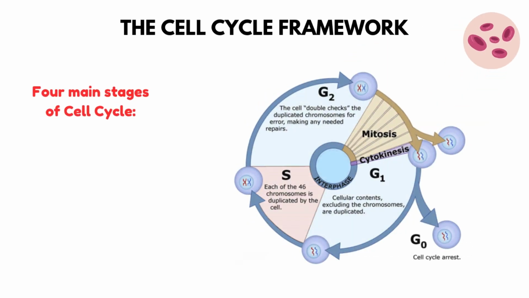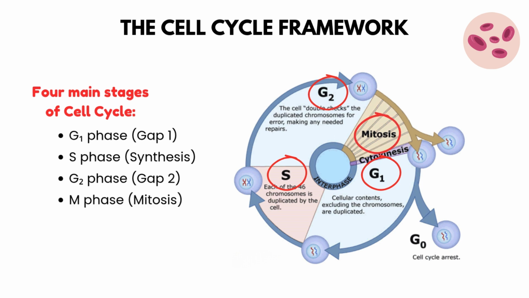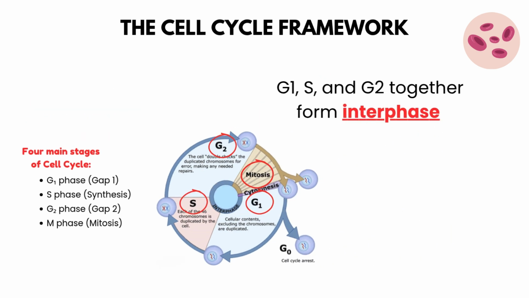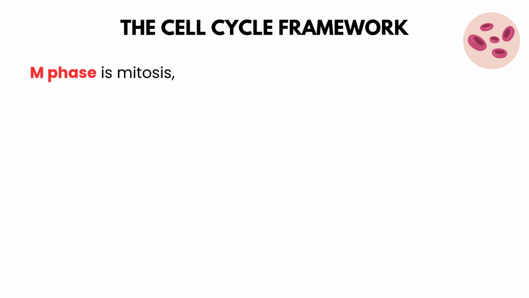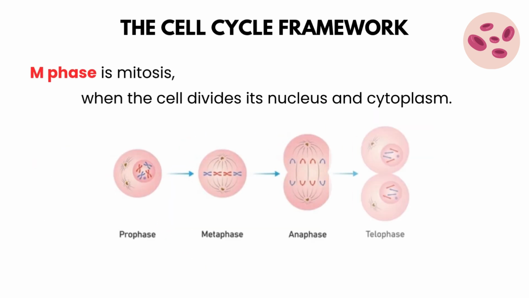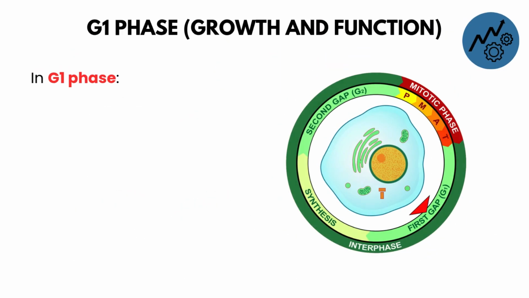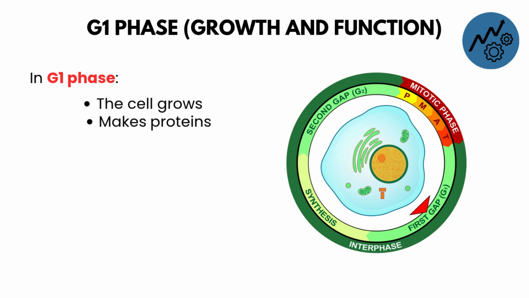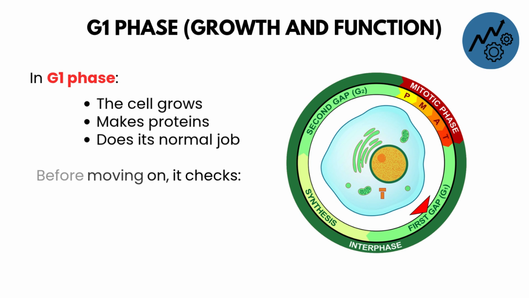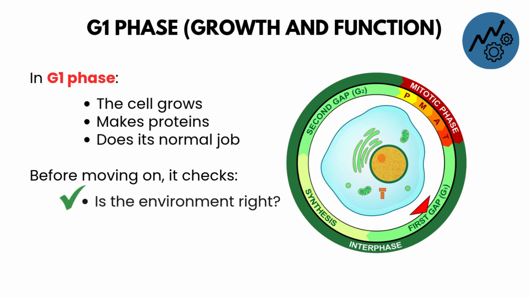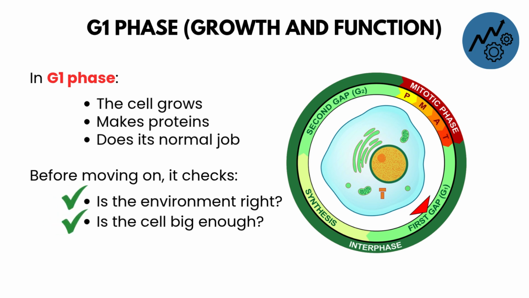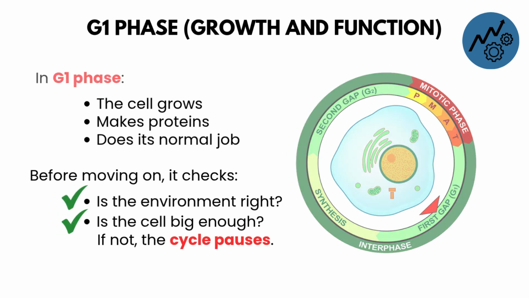The cell cycle framework. The cell cycle has four main stages: G1, S, G2, and M. G1, S, and G2 together form interphase, the growth and prep period. M phase is mitosis, when the cell divides its nucleus and cytoplasm. G1 phase, growth and function. In G1, the cell grows, makes proteins, and does its normal job. Before moving on, it checks: is the environment right and is the cell big enough? If not, the cycle pauses.